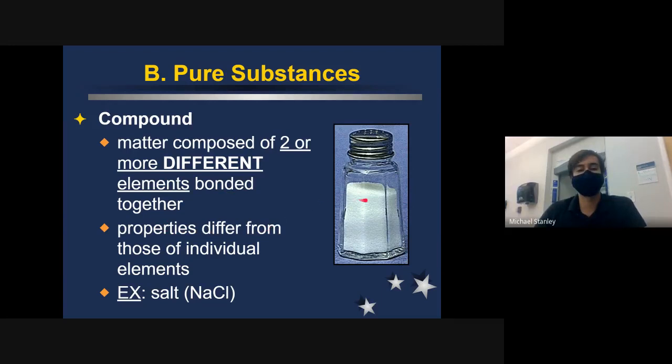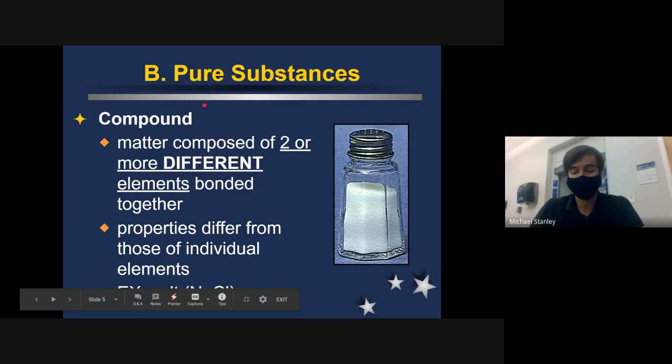So if all the salt in here was 100% pure salt, the only thing present being the NaCl atoms making up the salt, then we would have a pure substance in our little salt shaker right here. If Na and Cl are the only atoms present bonded together in this compound, then it is a pure substance.